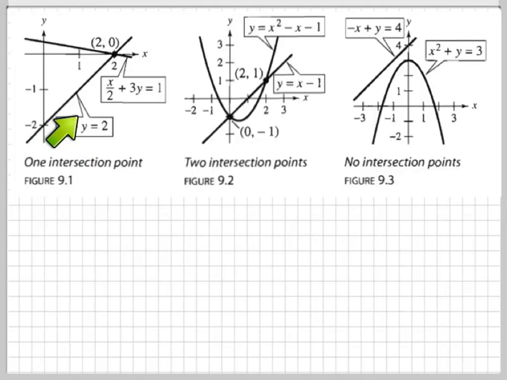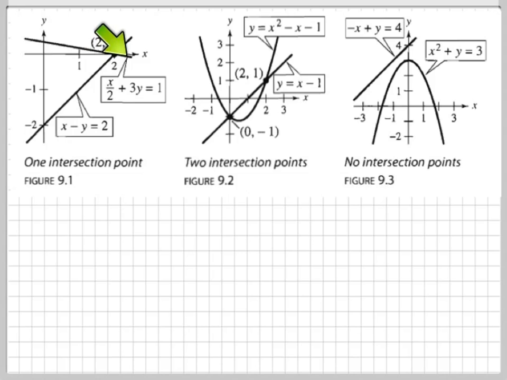Now, this picture I got right out of your book. Here's two linear equations. They cross at this one point. Sometimes the lines might not cross at all. If the lines don't cross at all, what are they? They're parallel lines. Parallel lines have no solution.